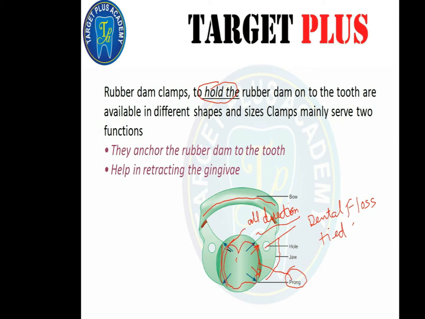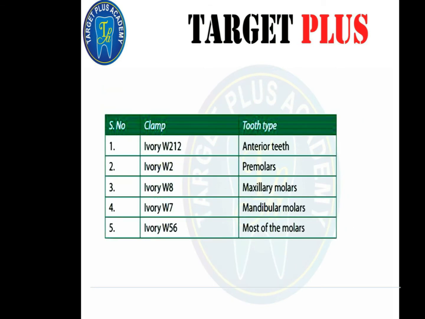Various clamps and tooth type. This is Ivory W212. 212 is used for anterior teeth. Ivory W2 is used for premolars. Ivory W8 for maxillary molars. W7 for mandibular molars and W56 for most of the molars. So this is important for your exam.